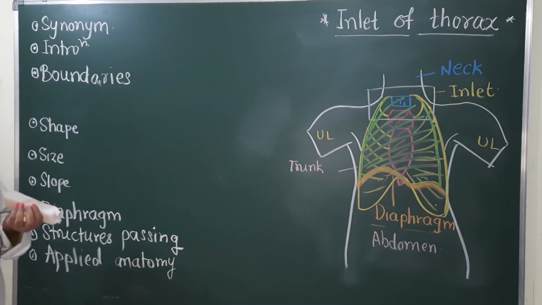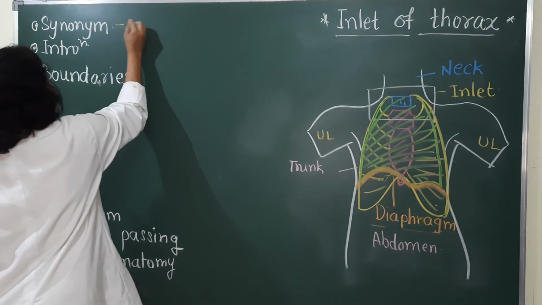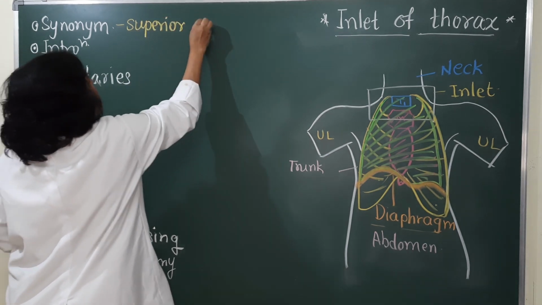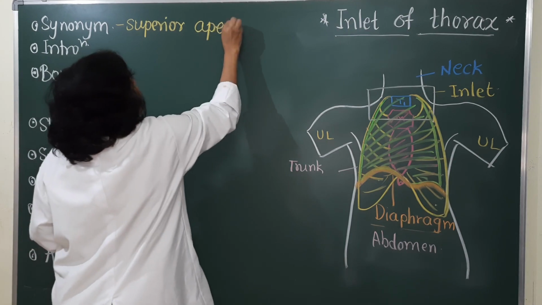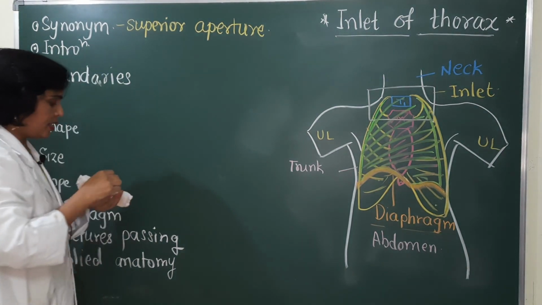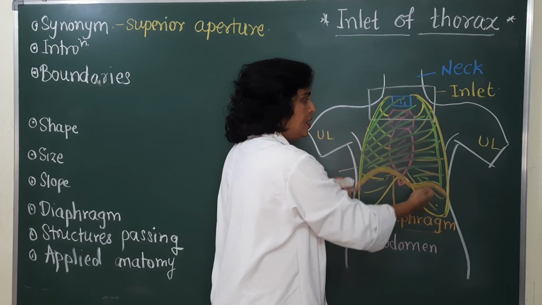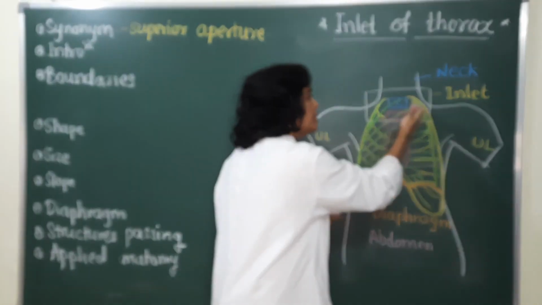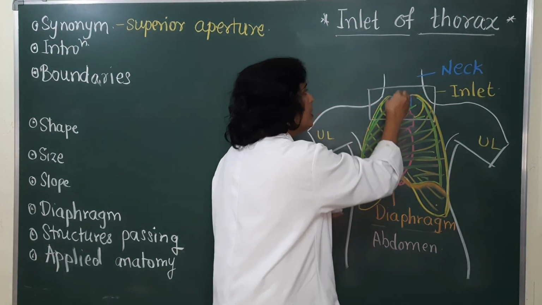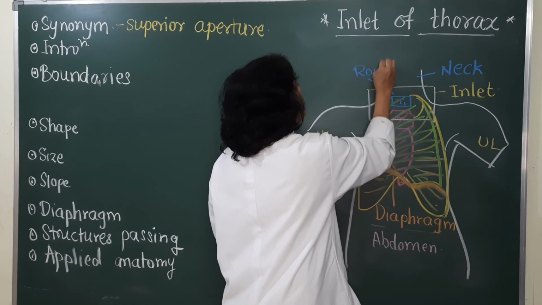Coming to the synonym or the other name for this thoracic inlet, it is also called the superior aperture of thorax. Then introduction wise, what you can see from this diagram? Yes, it is the upper end of the thorax, or you can say upper narrow part of the thorax, which communicates this thoracic cavity with the root of neck. This lower part of the neck is called the root of neck.